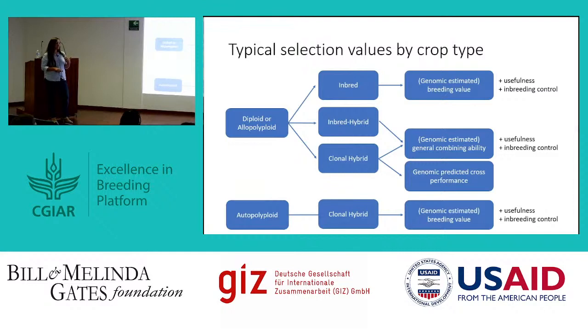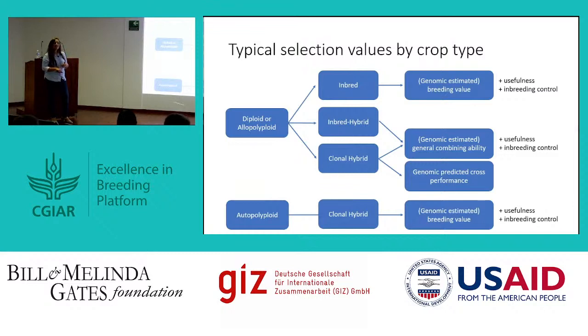And in some situations, which of these you end up doing does depend on how much inbreeding depression and heterosis you have, but that's something we will go through with you. But you might also want to use genomic predicted cross performance.